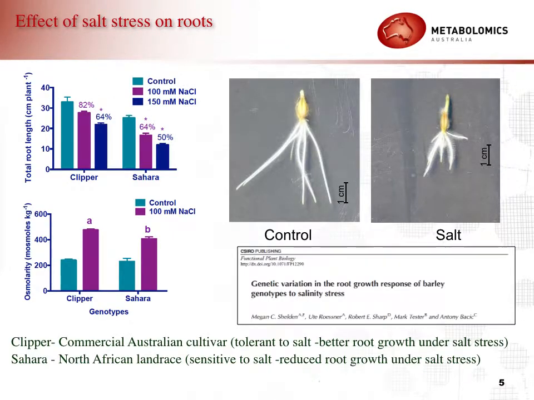For this study, we have chosen two barley cultivars, Clipper and Sahara. Clipper is known to be tolerant to salt stress, and Sahara is sensitive to salt stress. So this data clearly supports how the salt stress affects root elongation. Clipper showed only 36% loss of root growth in the presence of salt compared to 50% for Sahara when we introduce the salt stress of 150 millimolar sodium chloride.